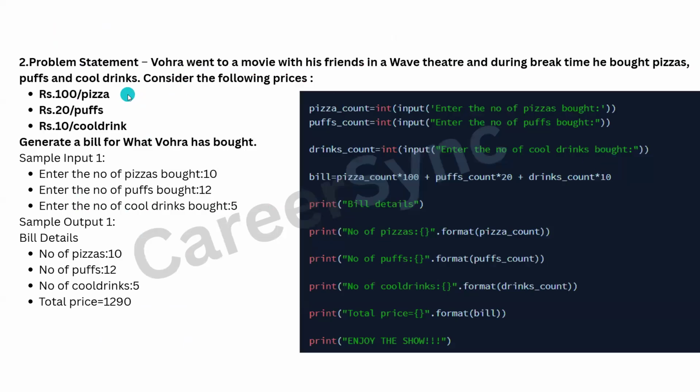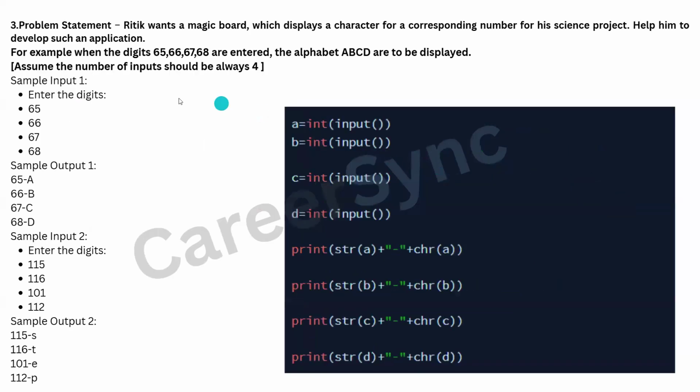The next question was also asked 2 to 3 days before. Vohra went to a movie with his friend in a theater, and during break time he bought pizzas, puffs, and cold drinks. Consider the following prices. Here is the question, and here is the solution. The answer is in Python. Also, for the third question, here is the answer.